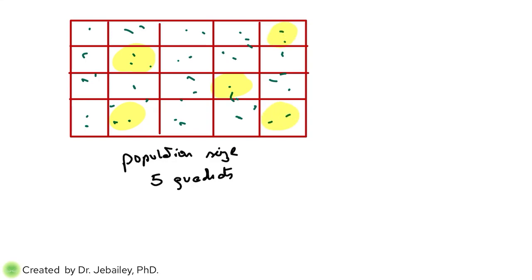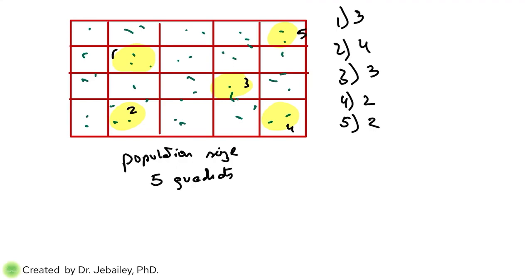So I chose 5. The next thing I have to do is actually count how many plants there are in each one of these. For the first one right here, we have 3. The second one, we have 4. The third one, let's use 3. The fourth one, we have 2. And the fifth, we have 2. So I have counted how many dots there are in each of these squares.